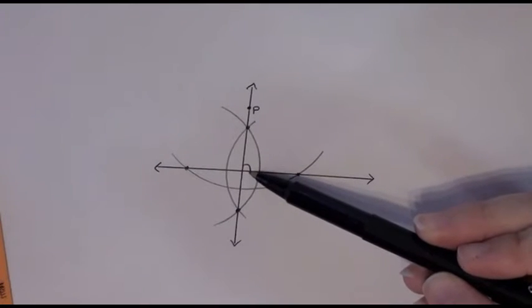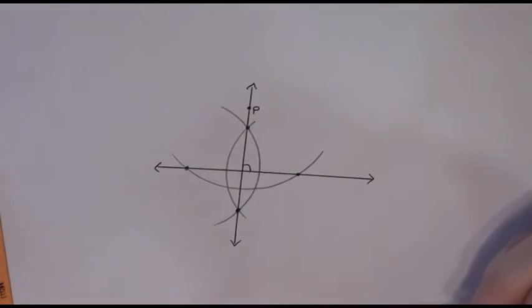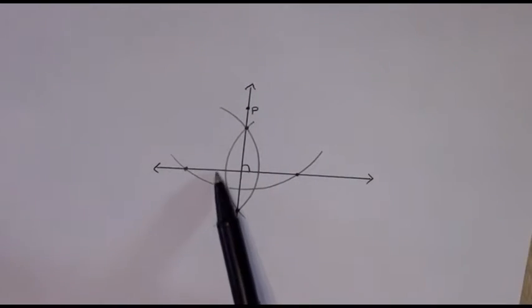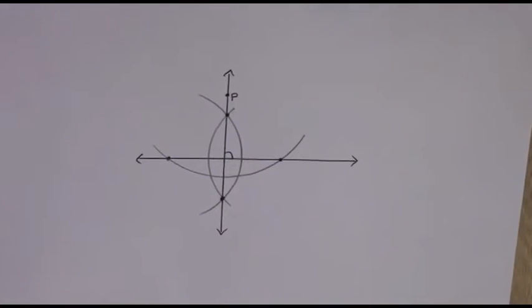Make sure you mark it 90 degrees that goes through point P. Here, there's no need to mark the congruent symbols on the left and the right side because we weren't trying to create a bisector. We were just creating a perpendicular line.